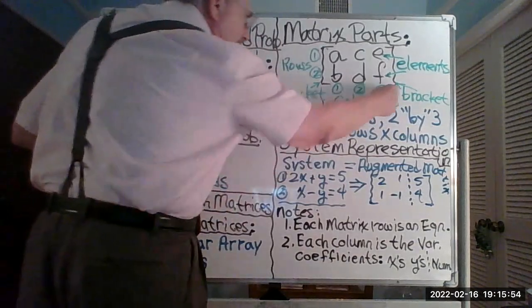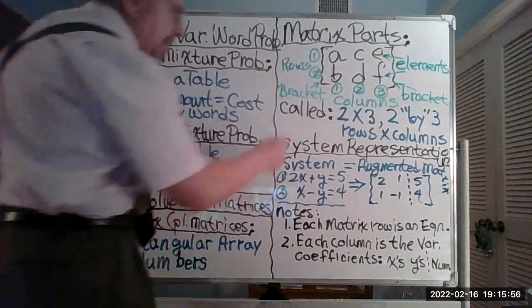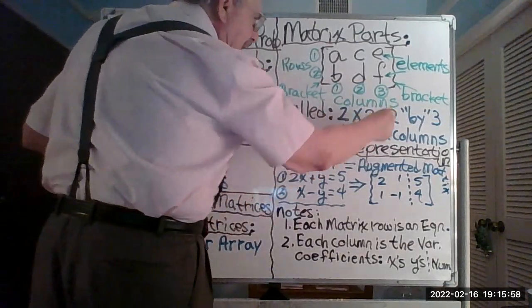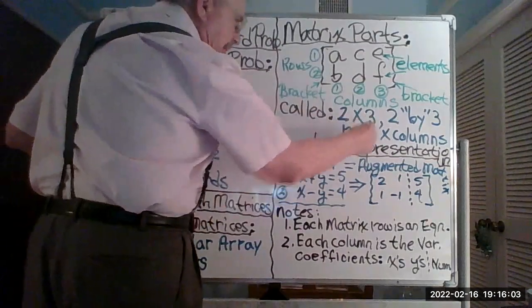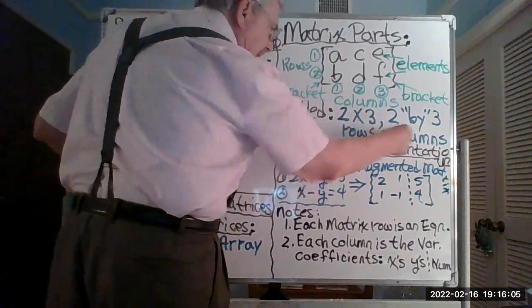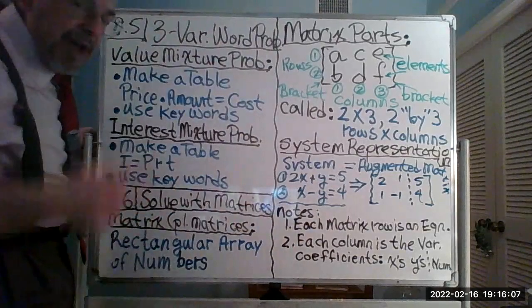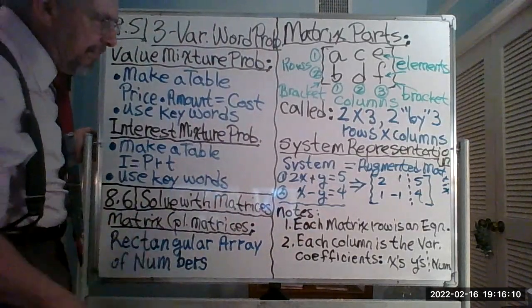It's enclosed with brackets. And we call it a 2 by 3. So this is a 2 by 3 matrix. That means there are 2 rows, 3 columns. So we always call it rows by columns: 2 by 3, 3 by 3, 3 by 2, etc.